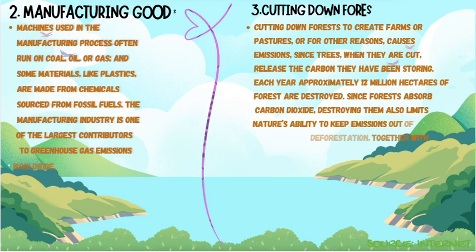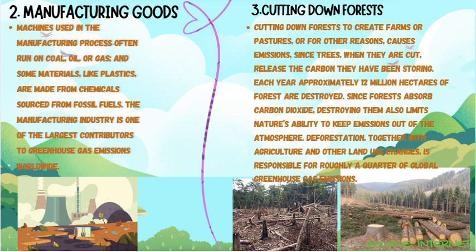And manufacturing goods. Machines used in the manufacturing process often run on coal, oil, or gas, and some materials like plastics are made from chemicals sourced from fossil fuels. The manufacturing industry is one of the largest contributors to greenhouse gas emissions worldwide.